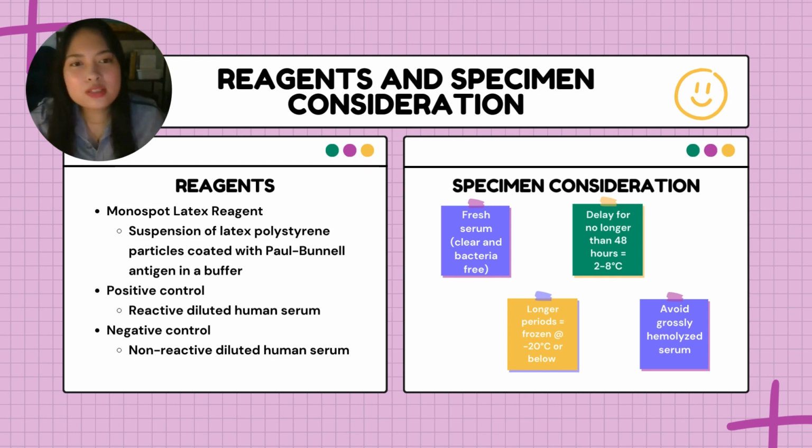Now, for the specimen consideration, we have fresh serum. This is a must. It must be clear and free of bacterial contamination. Next, for delay of testing, which is not longer than 48 hours, it should be stored at 2 to 8 degrees Celsius. Now, for longer periods, greater than 48 hours, it must be frozen at negative 20 degrees Celsius or below. And also, take note that it is important to avoid grossly hemolyzed serum.